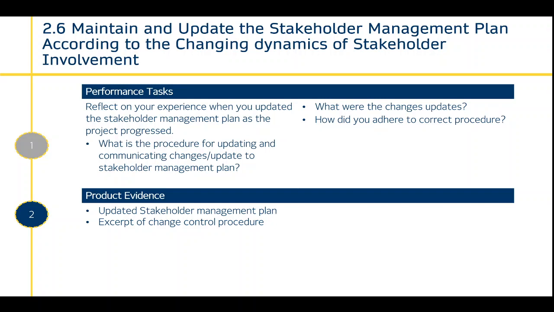So reflect on your experience when you've updated the stakeholder management plan as the project has progressed. What is the procedure for updating and communicating changes and updates to the stakeholder management plan? What were the changes and updates? And how did you adhere to the correct procedure? Product evidence is an updated stakeholder management plan or an excerpt from your change control procedure.